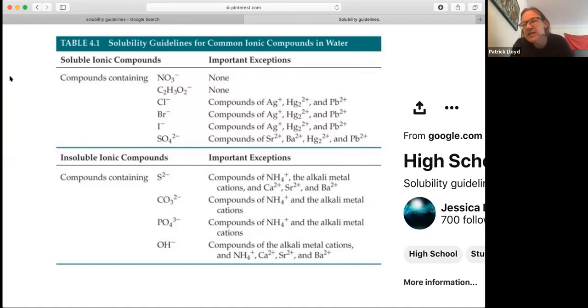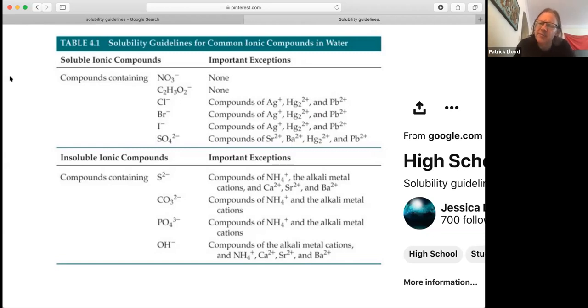So you won't see in these equations something with NO3 in it that's solid, because nitrates always dissolve into water. And notice there's no exceptions to that. It says none in the right column. So KNO3 would be aqueous. NaNO3 would be aqueous. CaNO3 would be aqueous. Anything that has the NO3 is going to be aqueous. The second ion there is called acetate, C2H3O2 minus. And that one as well, there's no exceptions to it.